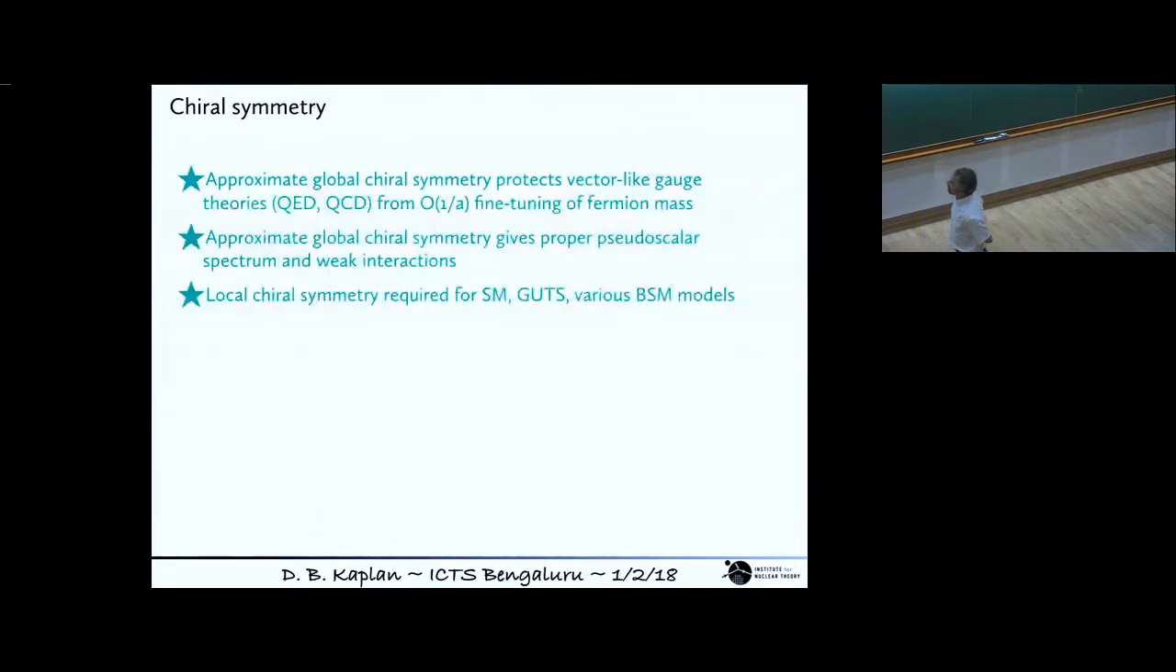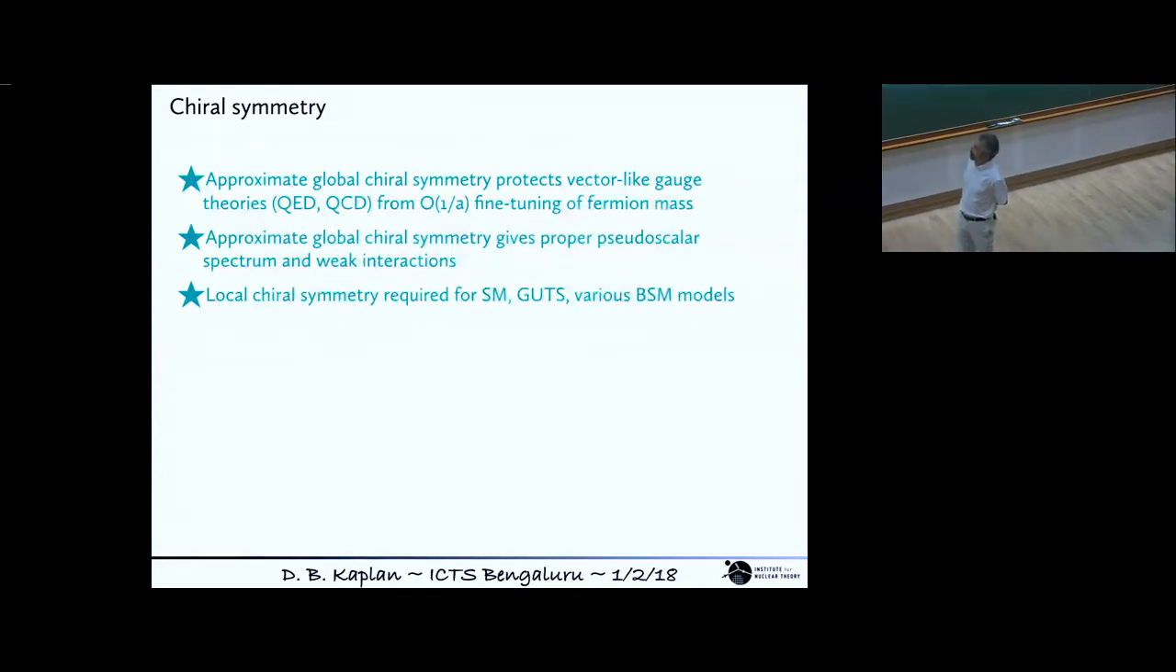So, chiral symmetry. Chiral symmetry plays a really important role in particle physics. It's global chiral symmetries here. They protect theory from fine-tuning of fermion masses, for example.